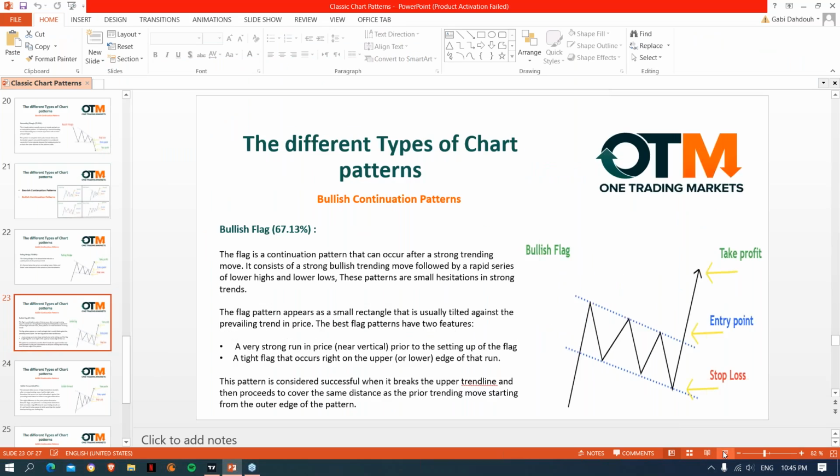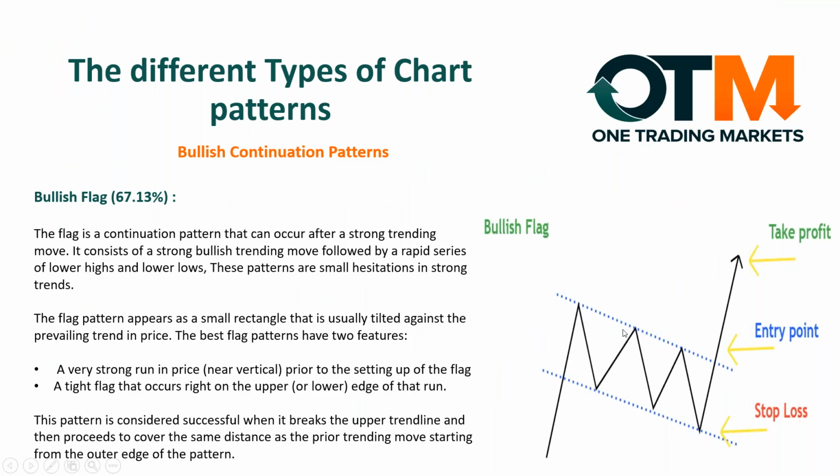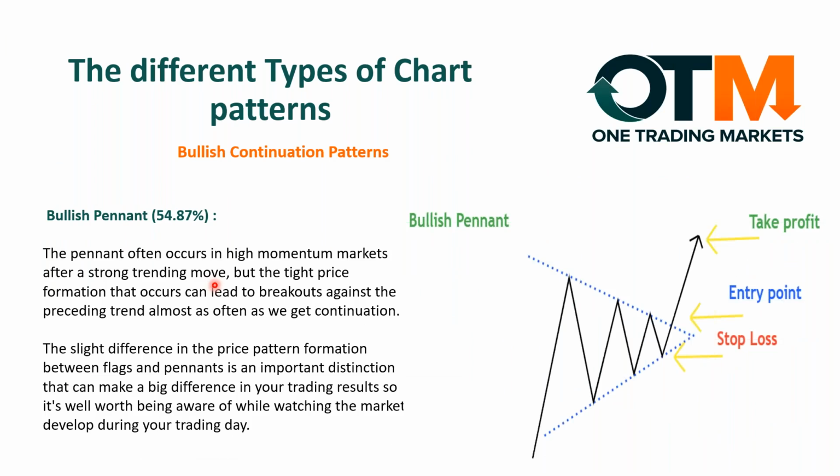Now let us finish with the patterns like we talked about. So bullish pennant is the opposite of a bearish pennant. It often occurs in high momentum markets, like we said, after a strong trend move. But the tight price formation that occurs can lead to a breakout against the preceding trend almost as often as we get continuation. Like we said, you can't count on pennants a lot, but most of the time they will be a continuation pattern. Like we see, 45% is different than the 70 and 80% in double top and head and shoulders.